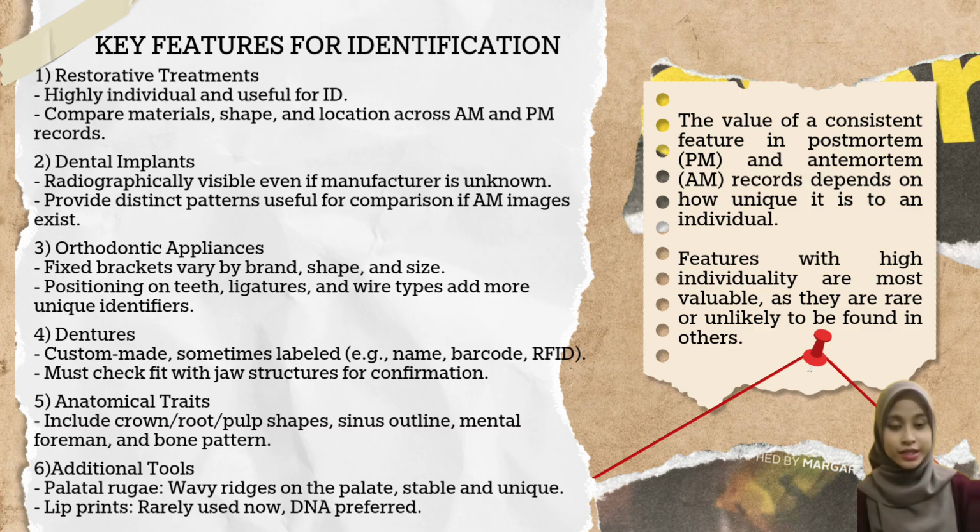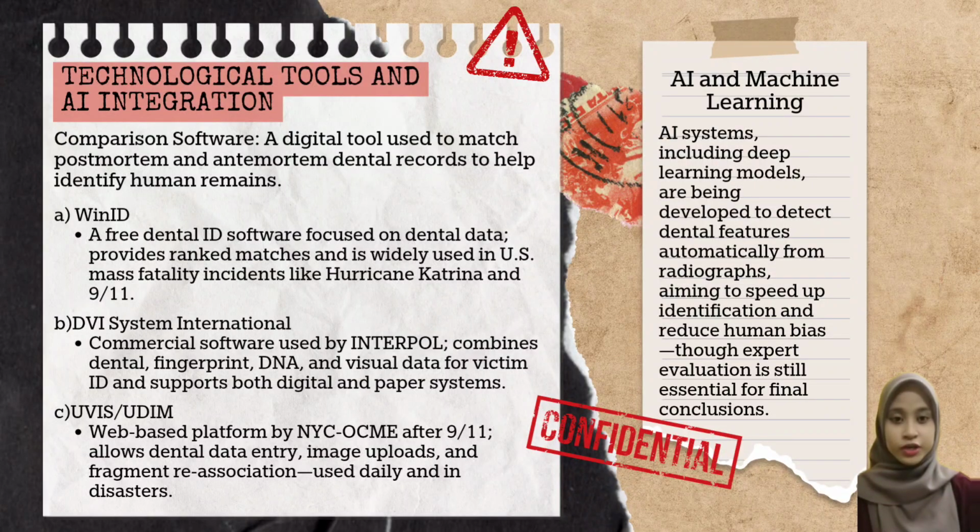And lastly, there are additional tools like palatal rugae, which are unique ridges on the palate and remain stable over time. Lip prints or cheloscopy are also a form of ID, though they are rarely used today because DNA is more reliable. Moving on to slide 8, let's talk about the technology used in forensic odontology.